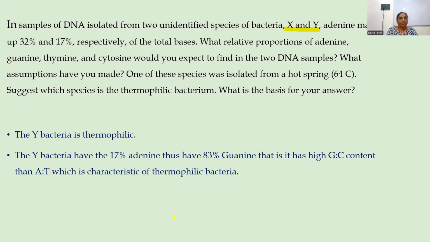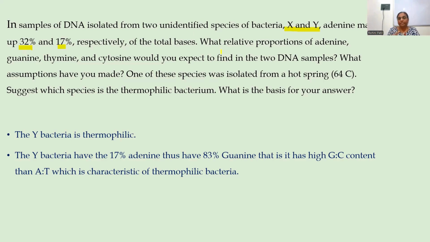The X species has 32% of the adenine. Though 32% adenine is there, the remainder is GC. But when you look at these percentages which have been given, the Y bacteria has a more GC content than the X.